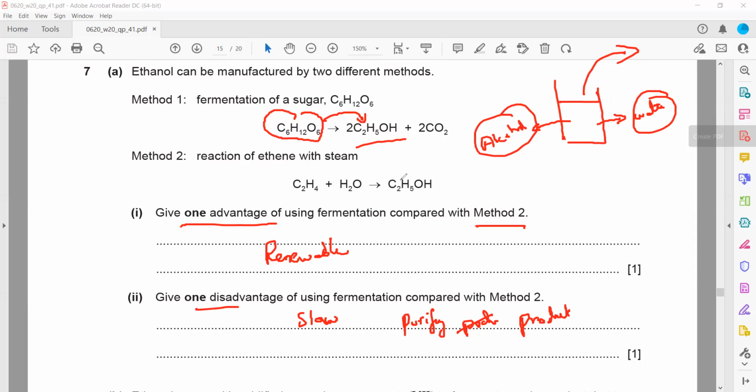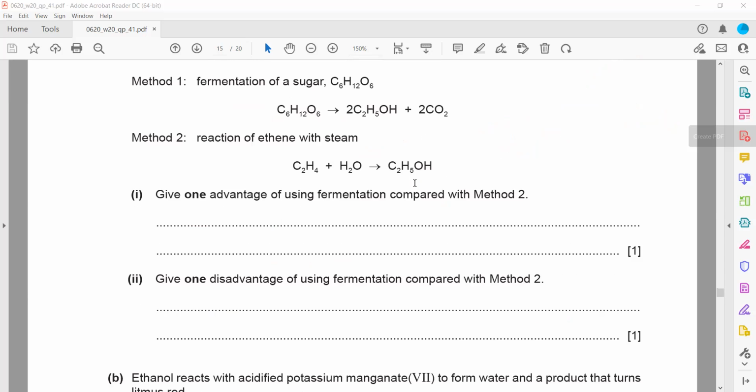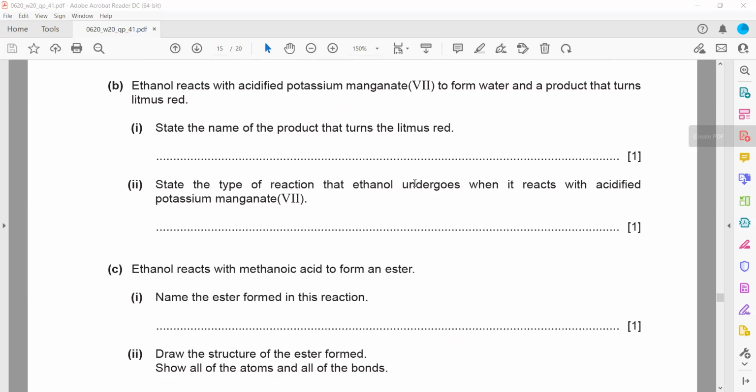But here, when ethene reacts with steam, it will produce ethanol, and we don't have to purify, as only one product is there. It is not mixed with any other substance. So you have to learn these advantages and disadvantages of fermentation and manufacturing alcohol by reaction of alkene with steam.